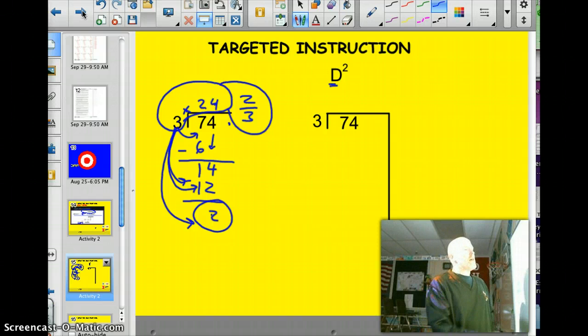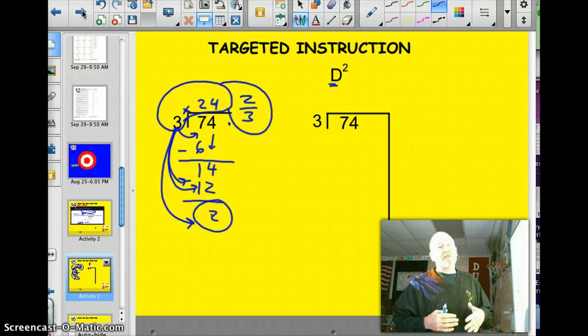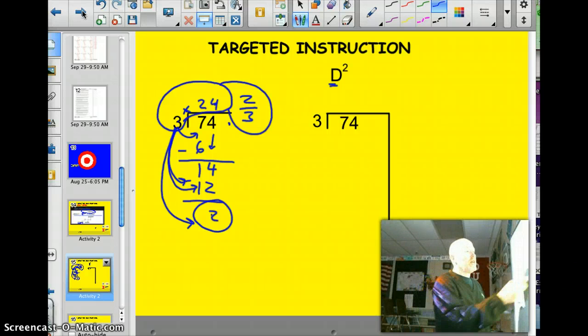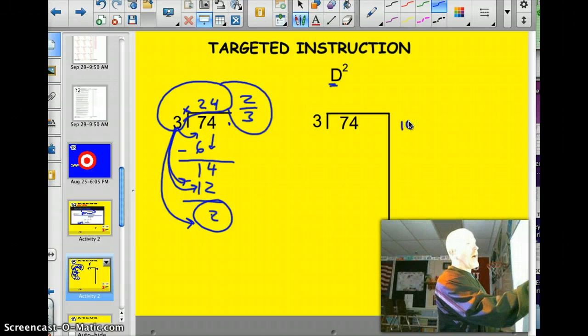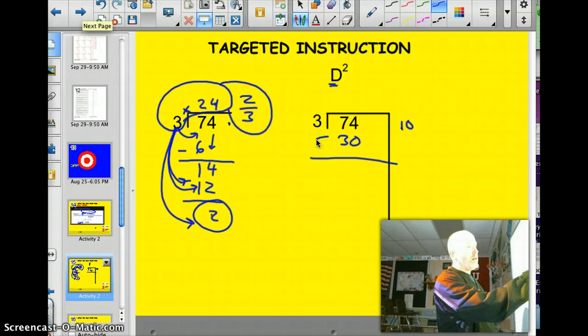Not really. All right. On this method here, what I like about this is that you don't have to do too much thinking. You're just doing repeated subtraction. You just start off: will 3 go into 74? Yeah, sure it will. How many times? It doesn't matter. I like powers of 10, so I'm going to take 10. Let's try it. 3 times 10 is 30. Put that in there and subtract it out. We got 44.